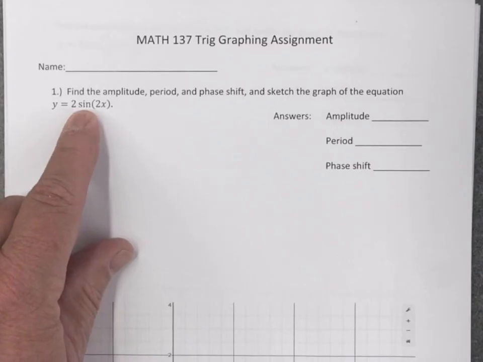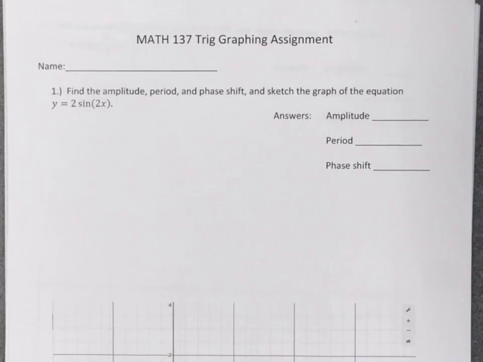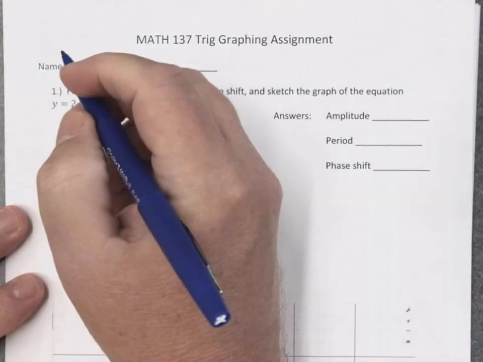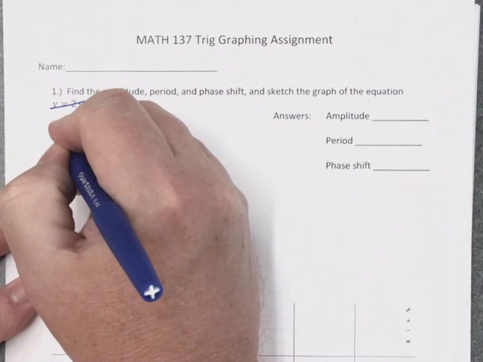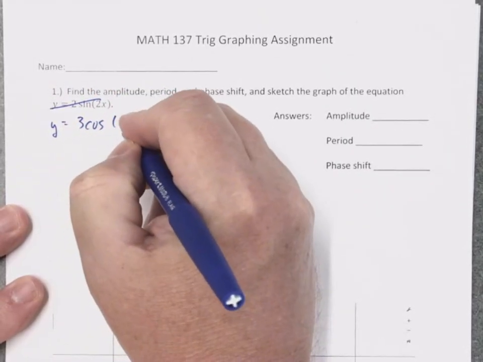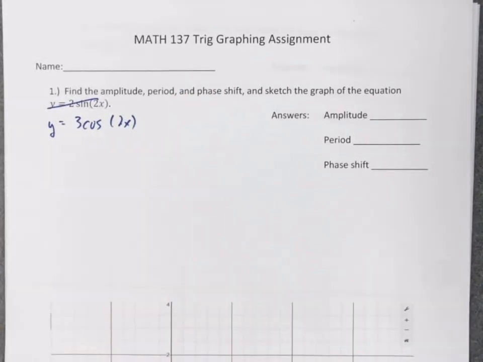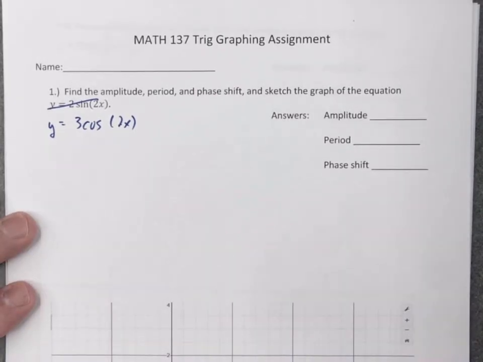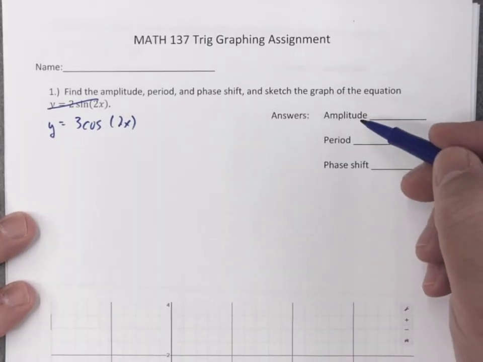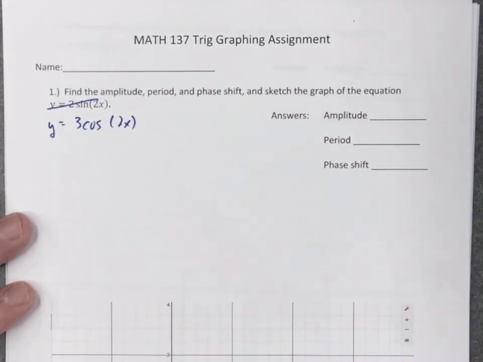This is the problem you're given. I'm going to slightly change it. Instead of this, I'm going to say y equals 3 cosine of 2x. Now the first part of what I'm going to do is stuff we've already done before, because I'm going to go ahead and determine the amplitude, period, and phase shift, because this is information I'm going to need to graph this equation.